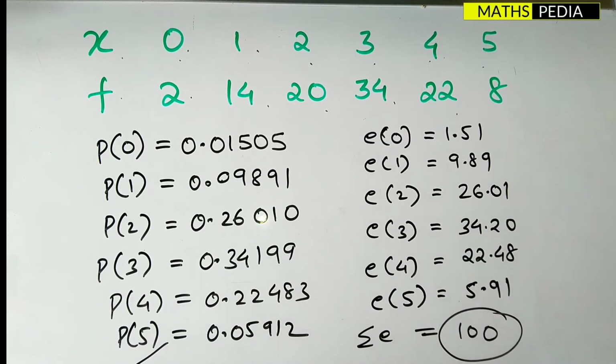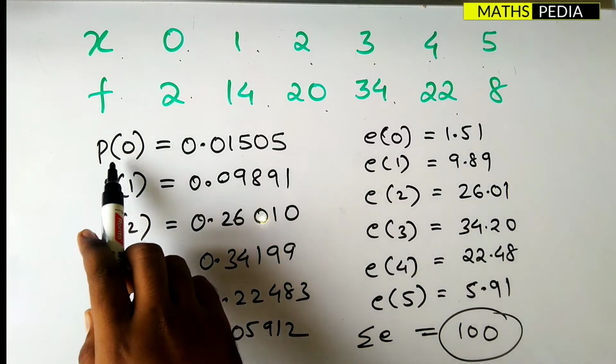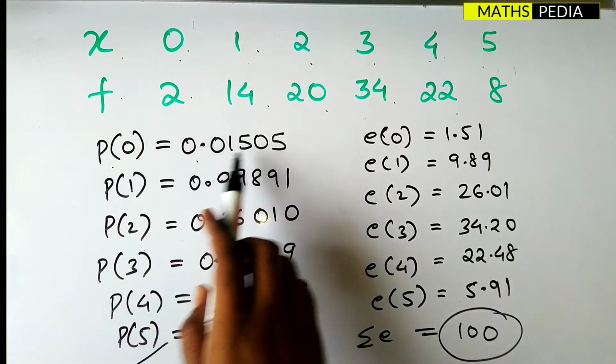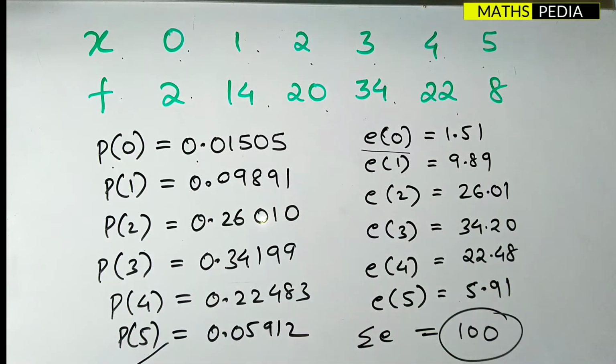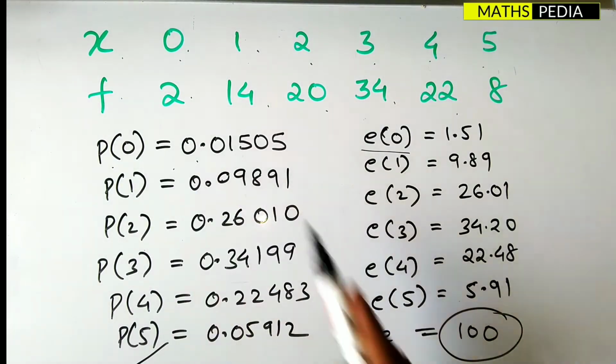Then for the expected frequency, as I said, you have to do summation of f into p of x. Summation of f is 100, so for example, p of 0 you have to multiply with 100 to get e of 0. So with respect to this you have to find out the rest.